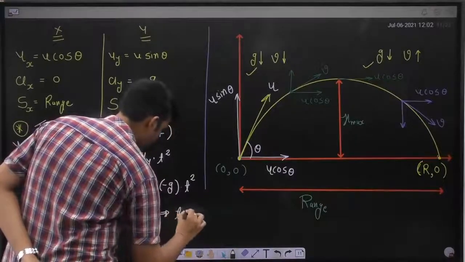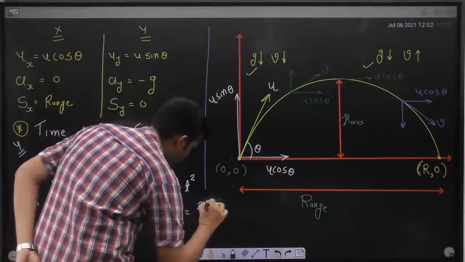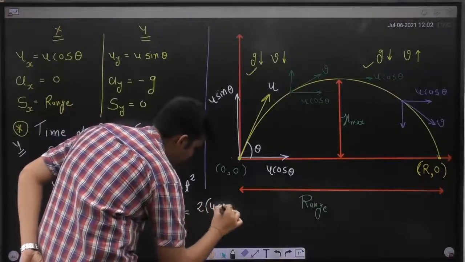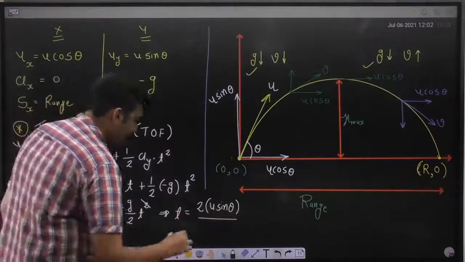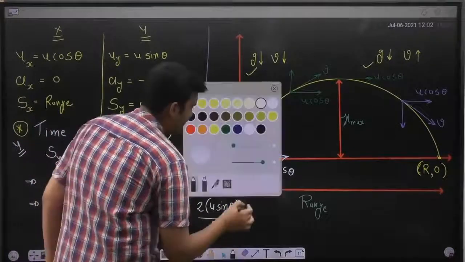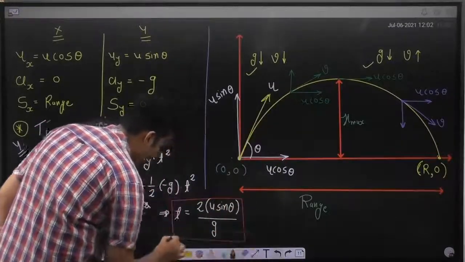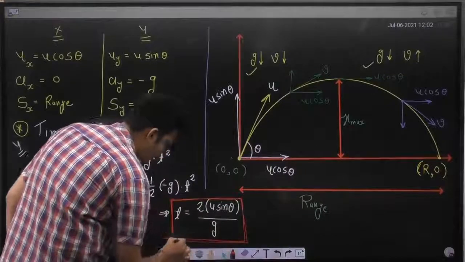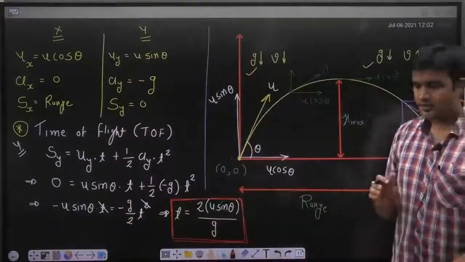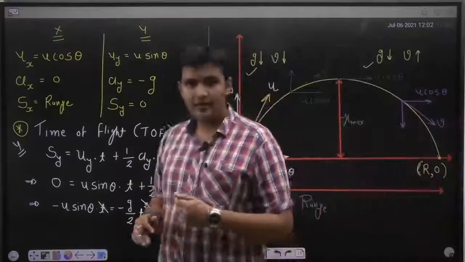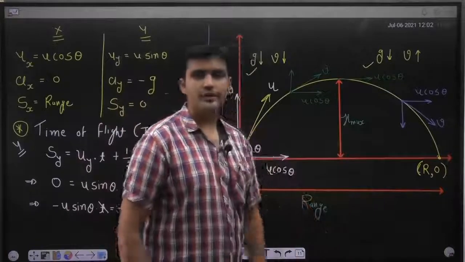T is equal to what? 2u sin theta, very good. 2u sin theta over g. Answer. This is the time of flight, the time taken by the projectile from this point to the landing point. Yes or no?